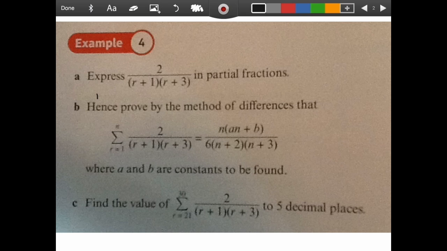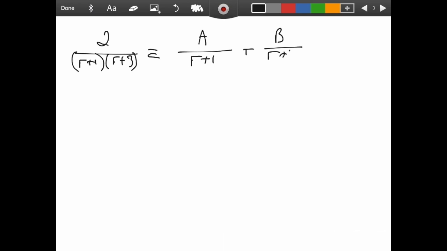Okay, now we're going to look at example 4. First of all, we've got to express that expression in partial fractions. That simply means to split it into two separate fractions. Let's see how we do this. Let's write down the original expression, and that is going to be equal to two separate fractions: a value we don't know over r plus 1, plus a value we don't know over r plus 3. That's just separating out the two brackets on the bottom of the original equation.